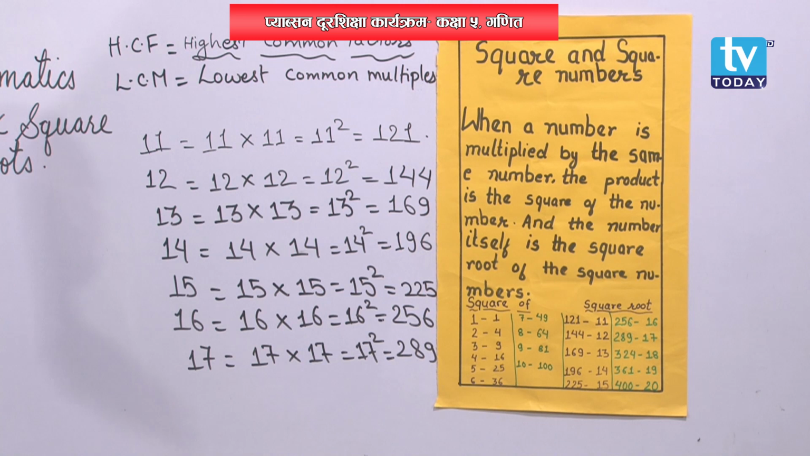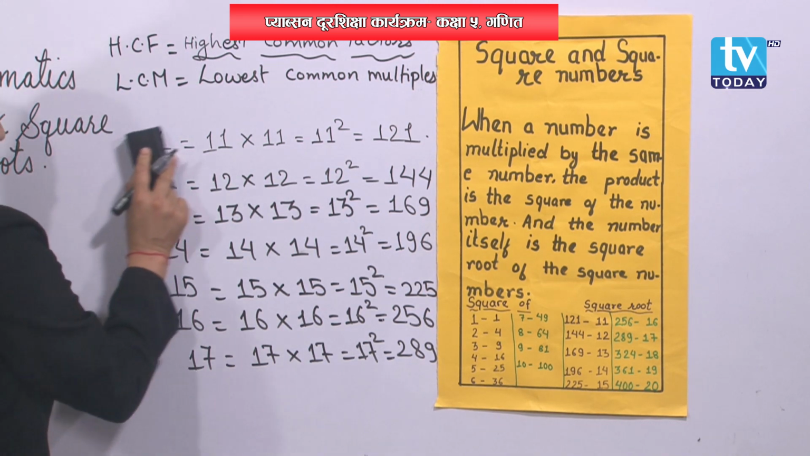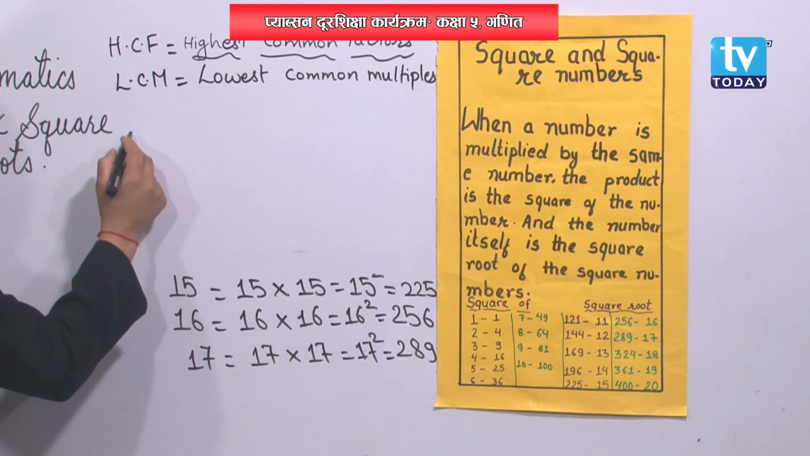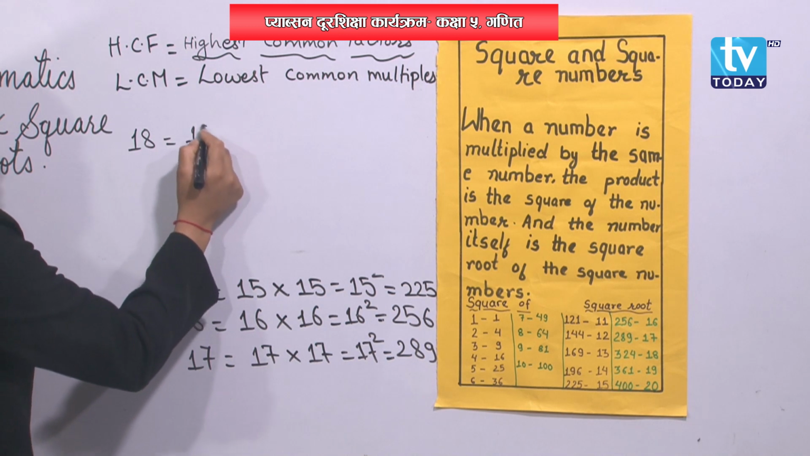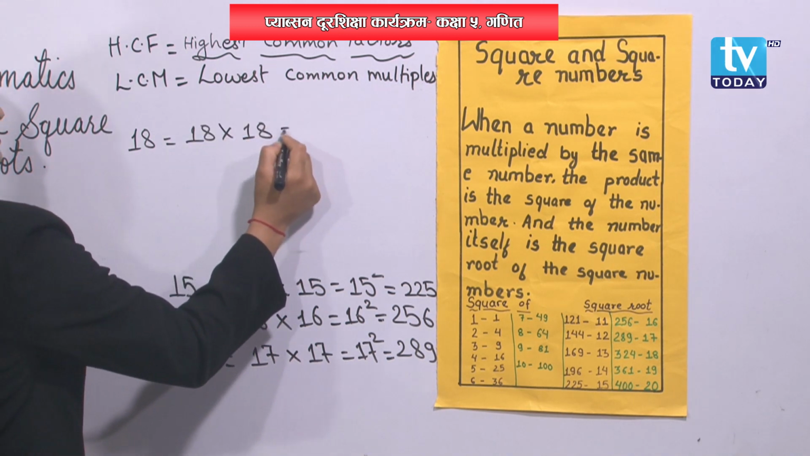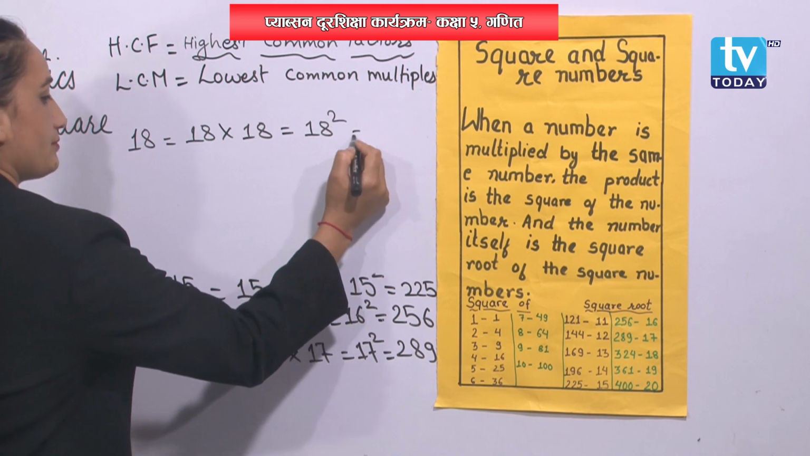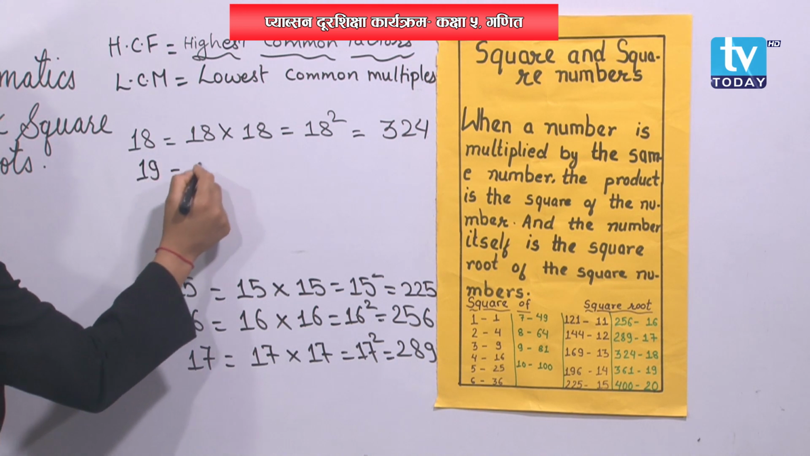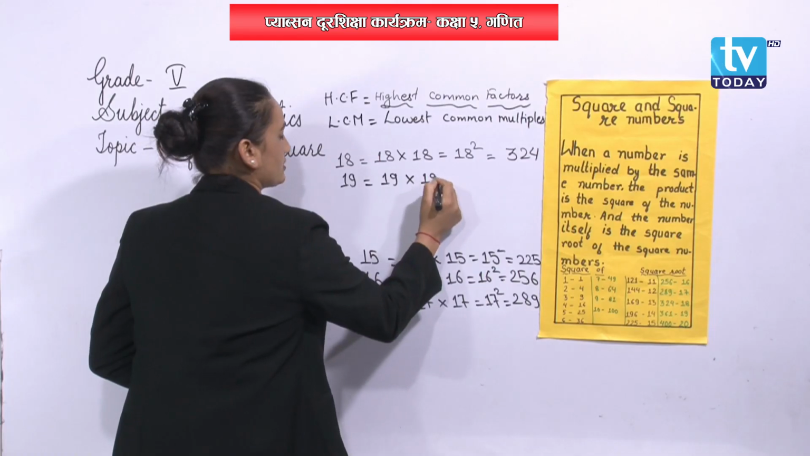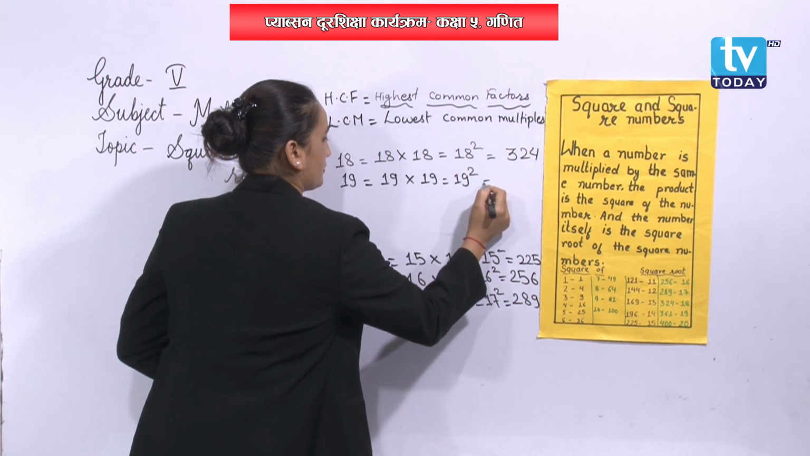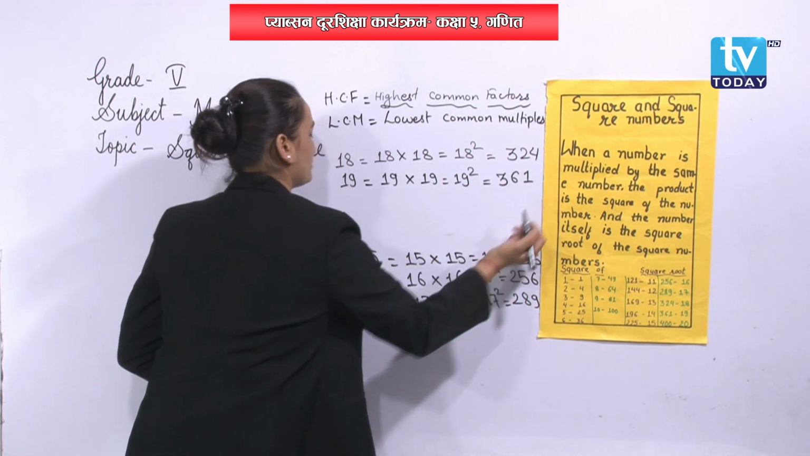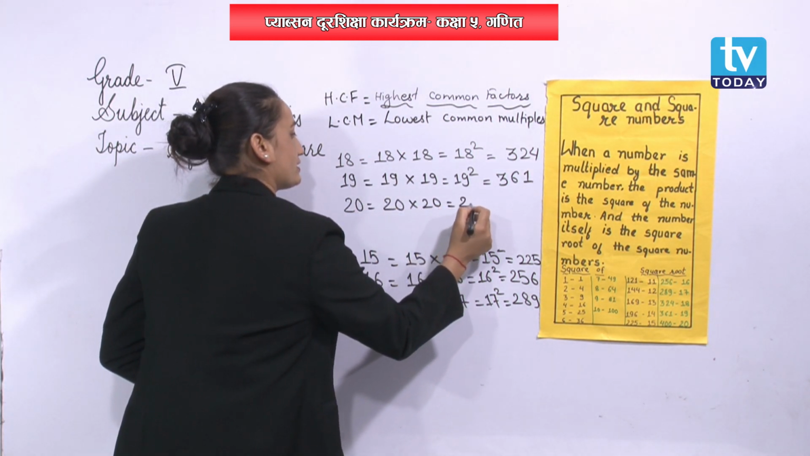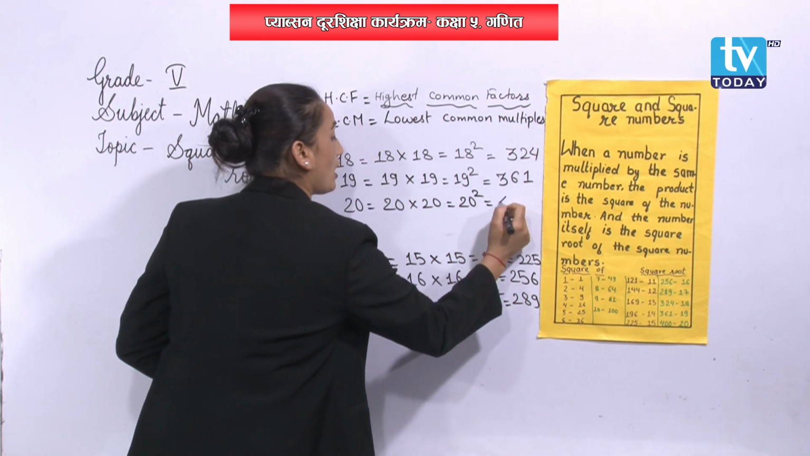Now again let's write down the 18, 19 and 20. 18 times 18 equals 18 square. That means 324. 19. Can you write? 19 into 19 equals 19 square. That will be 361. 20. 20 into 20 is 20 square. That means it's 400.